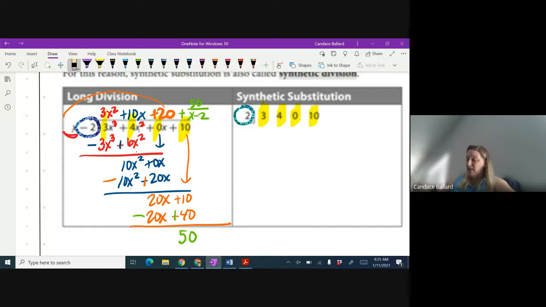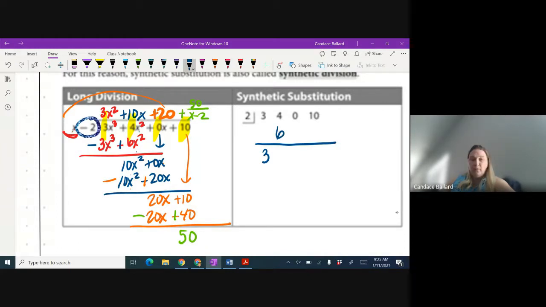I'm going to erase these marks that I made because they're taking up too much space. So I'm going to put my equal sign. We're going to use synthetic substitution like we did last Thursday. I'm going to drop down the 3, and then I'm going to multiply. 2 times 3 is 6.